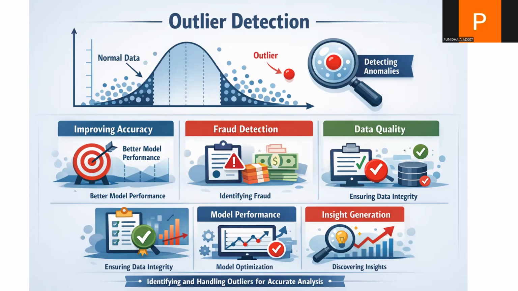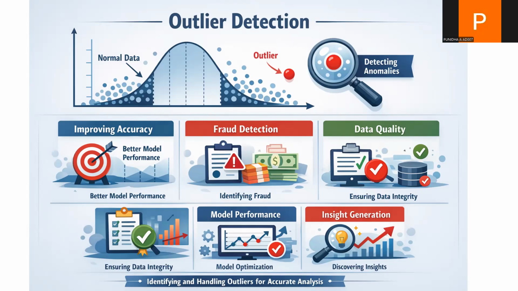Detecting outliers is crucial for numerous reasons. Improved accuracy: removing or appropriately handling outliers enhances the performance and predictability of data models. Fraud detection: outliers can be symptomatic of fraudulent activity, especially in financial or transaction data. Data quality: regular outlier detection is crucial to maintain the integrity and quality of data, which in turn affects the decision making process based on this data.